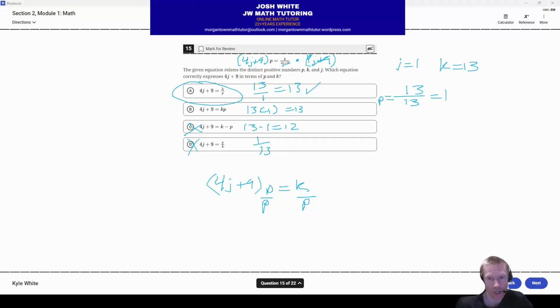Now technically you would have to pick a new set of numbers. So maybe I would let j equal 1 and I would now just change k to 26, which would mean that p would equal 2. And then you compare A versus B. K divided by p, 26 divided by 2 is still equal to 13 because I didn't change j. So 4j plus 9 is still 13. But for k times p, now we have 26 times 2, which is 52. That is wrong. So that's how you could now definitively conclude that A is the correct answer.